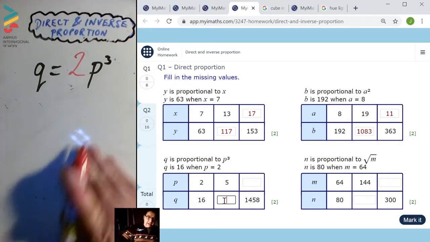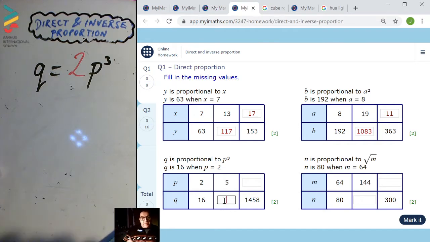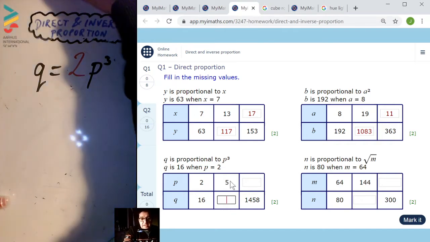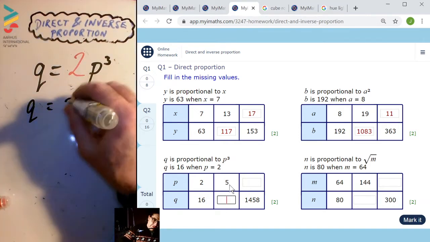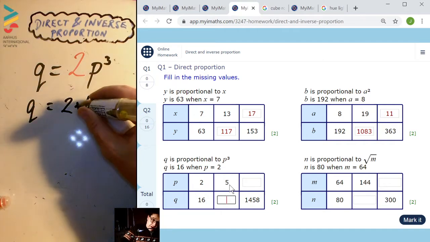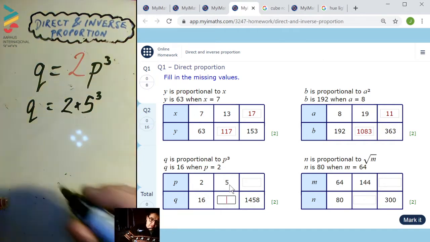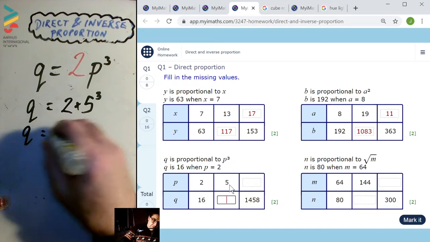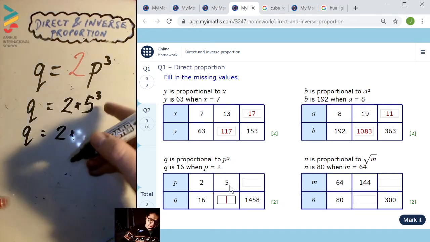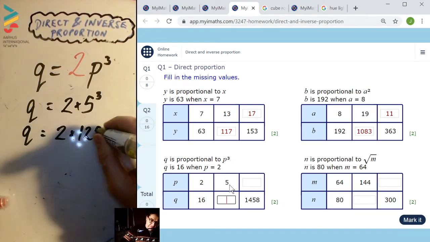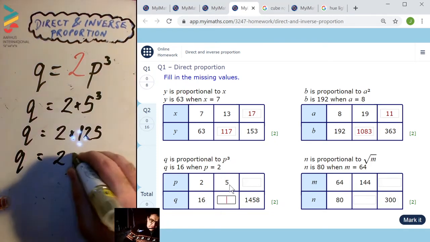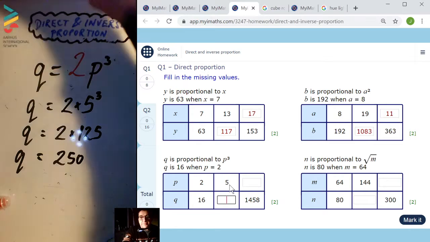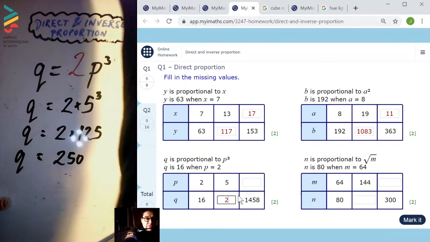So I'll get rid of all of that, and the next job is to fill out the gaps in the table. We want to know what Q is when P is 5. So Q equals 2 times 5 cubed if P is 5. Q equals 2 times 5 times 5 times 5 is 125. So Q equals 2 times 125, which is 250. So let's fill that in. 250.